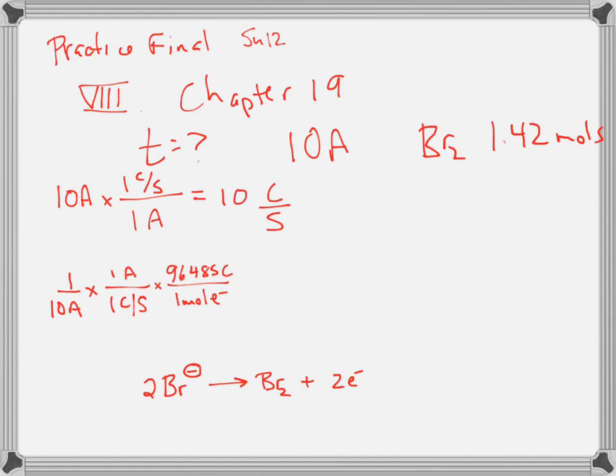We know that 2 moles of electrons is related to 1 mole of bromine. So we now have seconds per mole of bromine. Okay, that's helpful. But we still have that mole of bromine unit. Can I get rid of the moles of bromine unit?